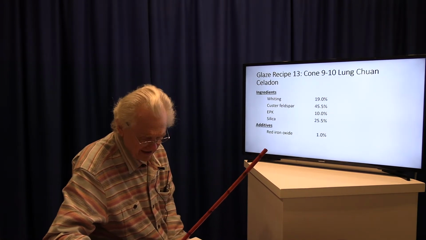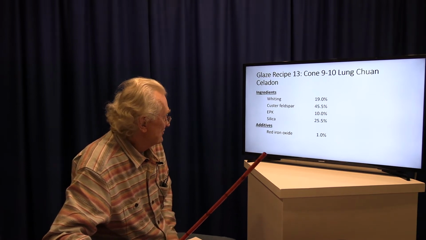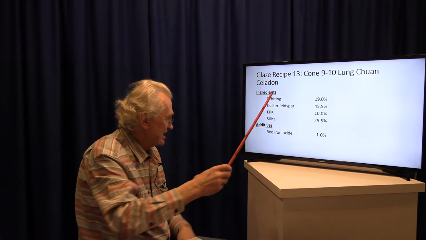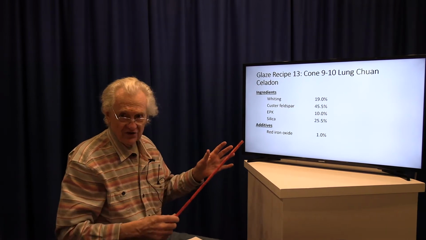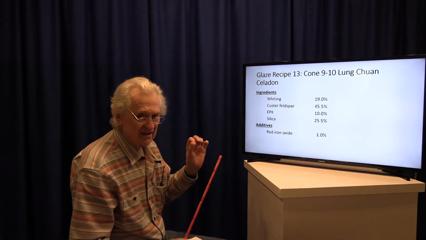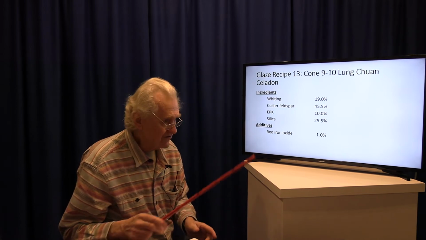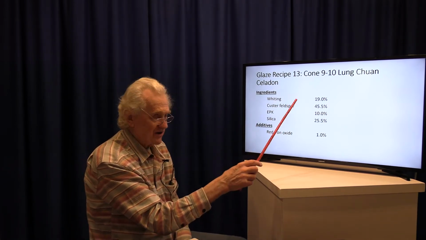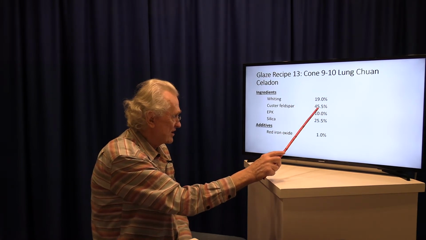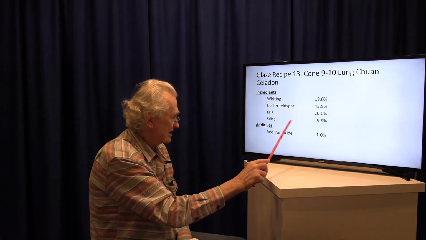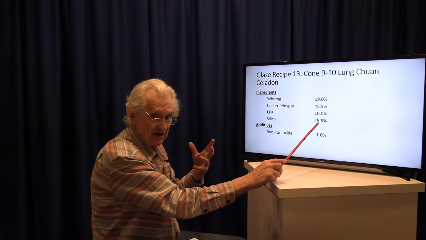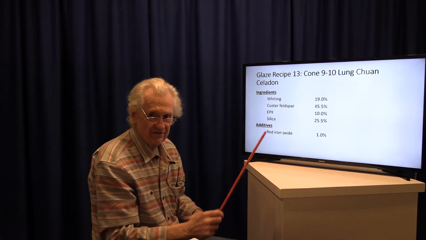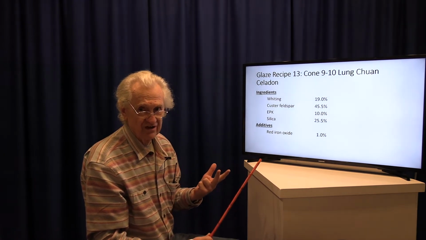Okay, another glaze. Lungchuan Celadon, cone 9 to 10: whiting, Custer, EPK, silica. This is a classic. This is something that's good to recognize in glaze. This is a classic glaze proportion. This is what's called the classic 4-3-2-1 glaze, approximately. So you've got Custer feldspar in the 40% range, silica 25, but let's call that 3. So this is 4, 3, 2, 1. So it's roughly 40, 30, 20, 10%.